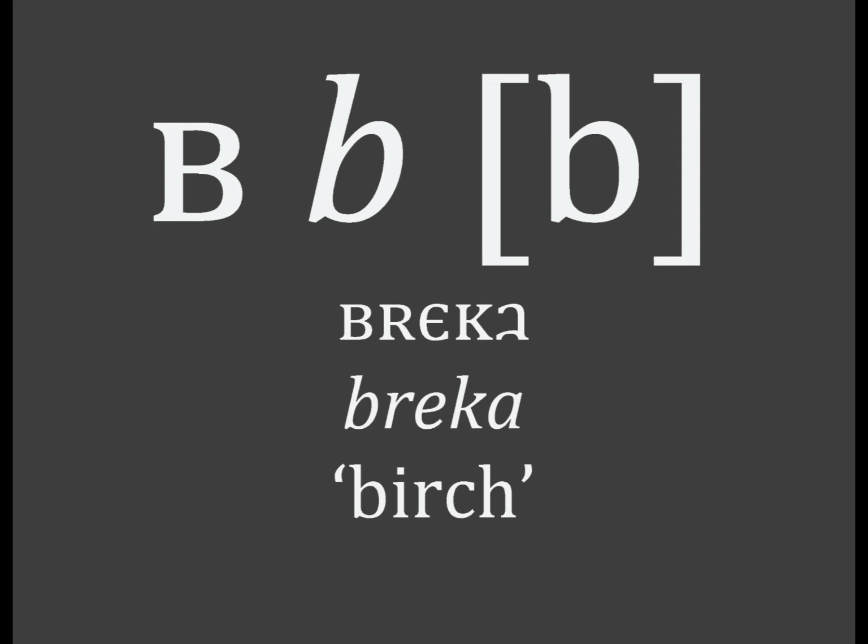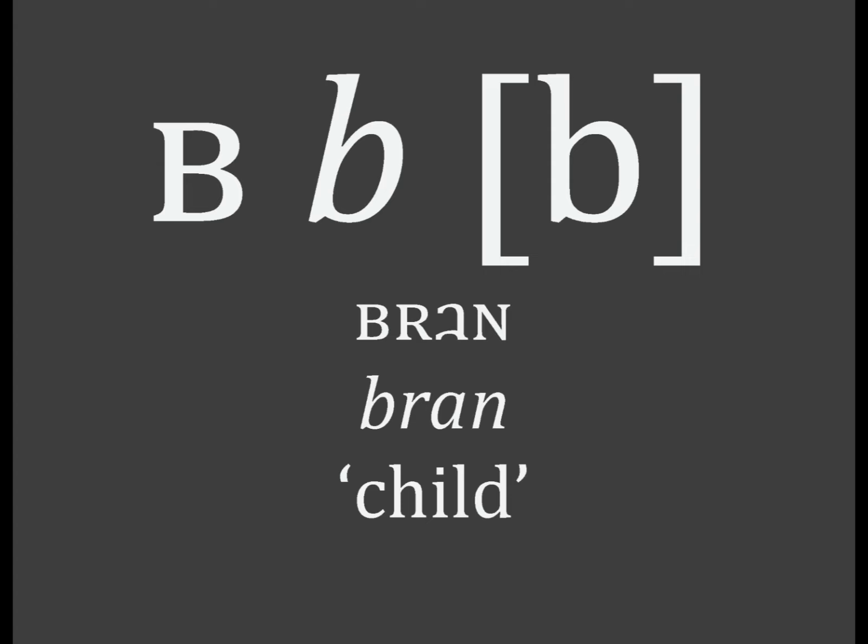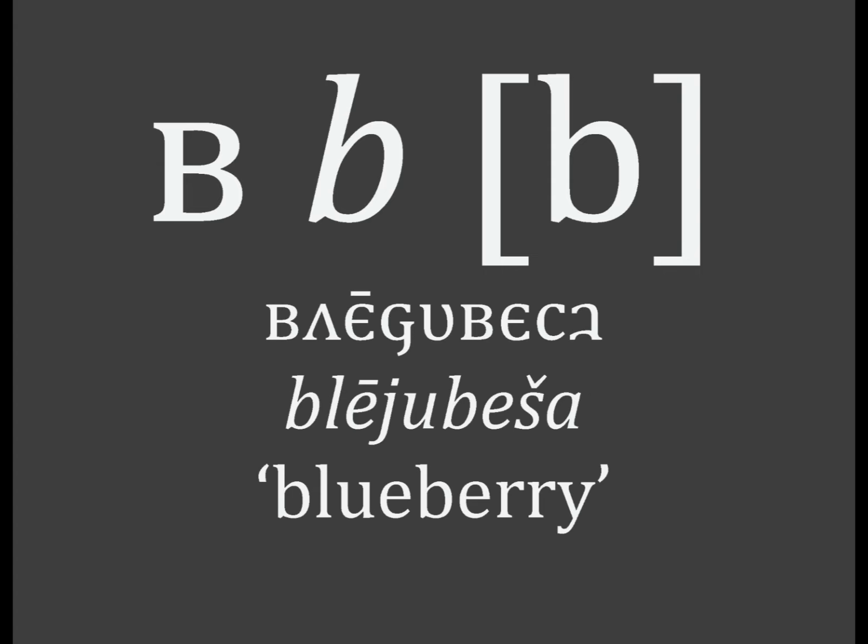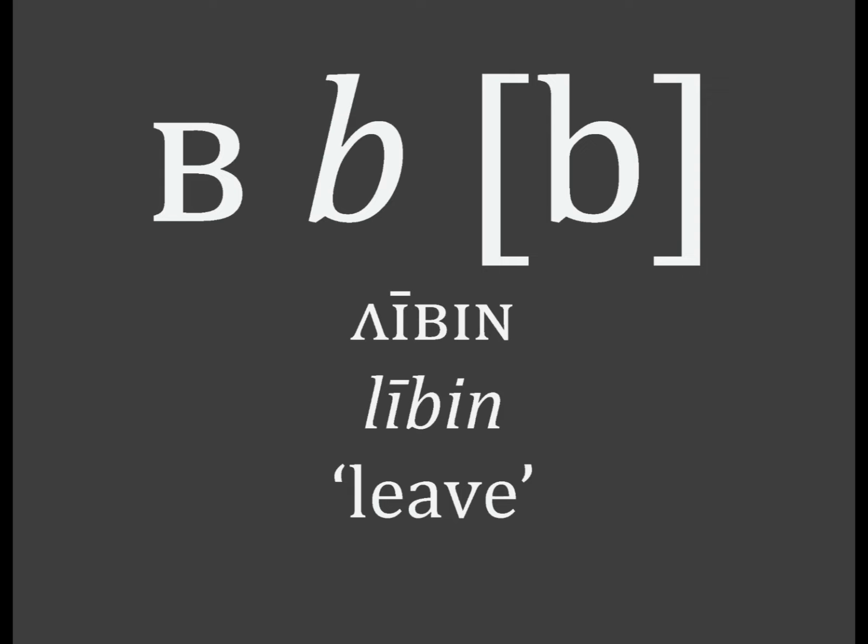Brecca means birch. It is a voiced bilabial stop, pronounced just like the B in birch, and in transliteration is also represented by the letter B. Brecca never occurs at the end of a word. Bran, child. Blayubesha, blueberries. Libin, to leave.